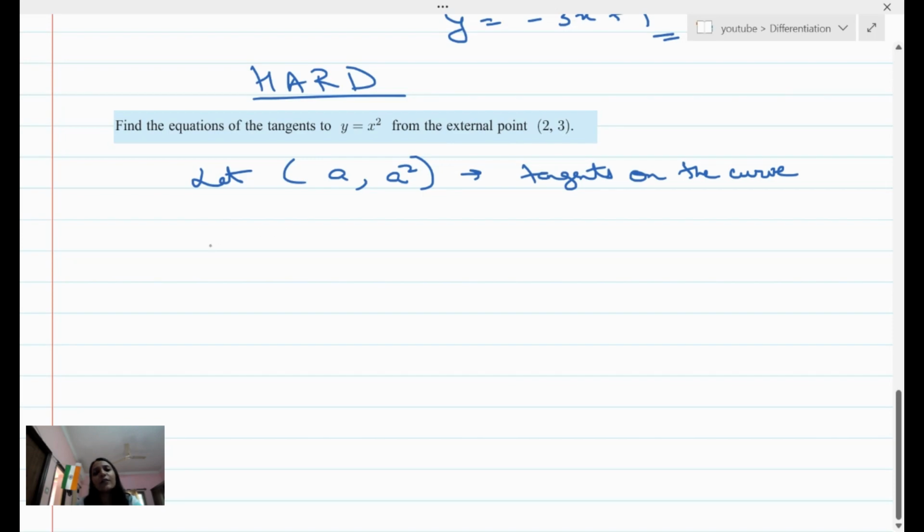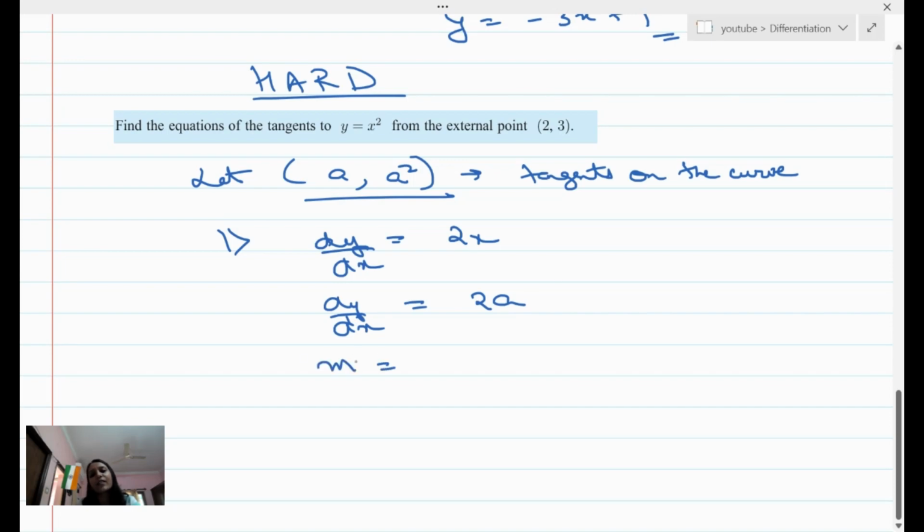So let's now do the first step, which is finding the slope of the tangents. The slope of the tangent dy by dx is going to be the differentiation of this function, which would be equal to 2x. Now, according to my assumption, at this point, the slope of this line would be equal to 2a. So dy by dx is equal to 2a. So in this case, my tangent's equation would have m equal to 2a, and the point is going to be a comma a square.